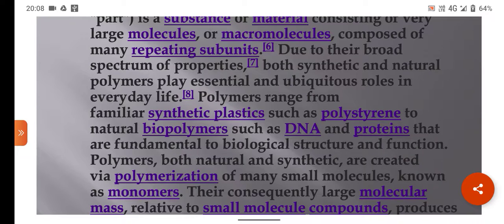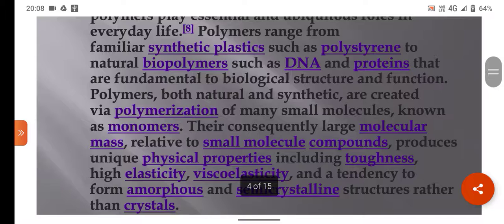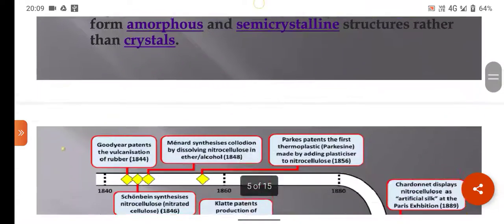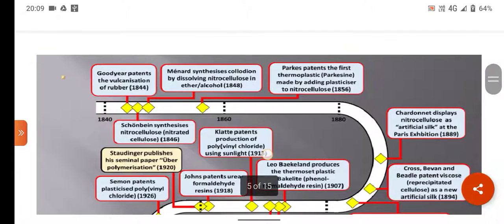Polymers, both natural and synthetic, are created via polymerization of many small molecules known as monomers. Their consequently large molecular mass relative to small molecule compounds produces unique physical properties including toughness, high elasticity, viscoelasticity, and a tendency to form amorphous and semi-crystalline structures rather than crystals. This is the structure of polymer.